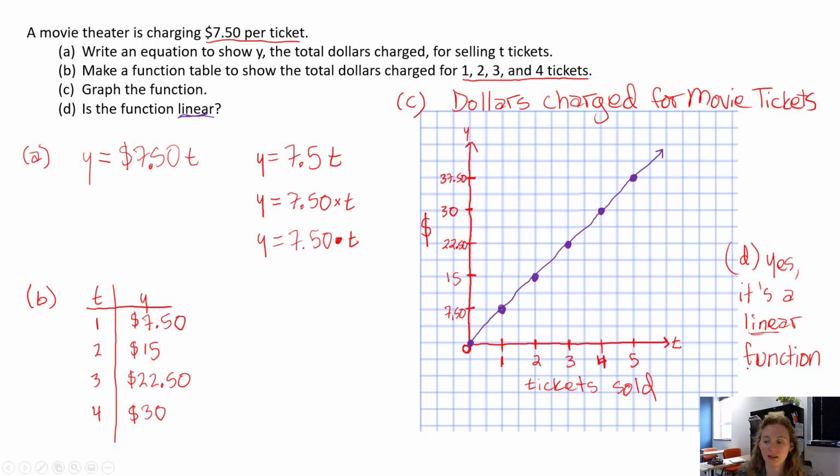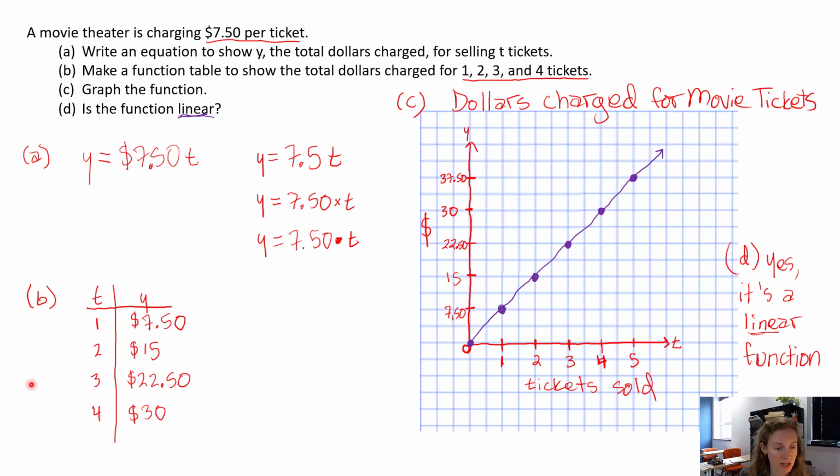We can also tell that this is a linear function by looking at our equation, right? So we discussed how linear equations don't have any exponents or roots on the variable, and the variable is not trapped in the denominator of a fraction. So looking at our equation in part A, we can see that yes, this is a linear function.